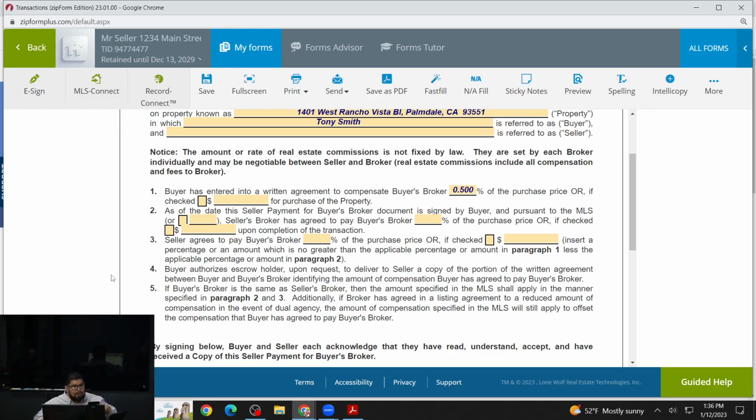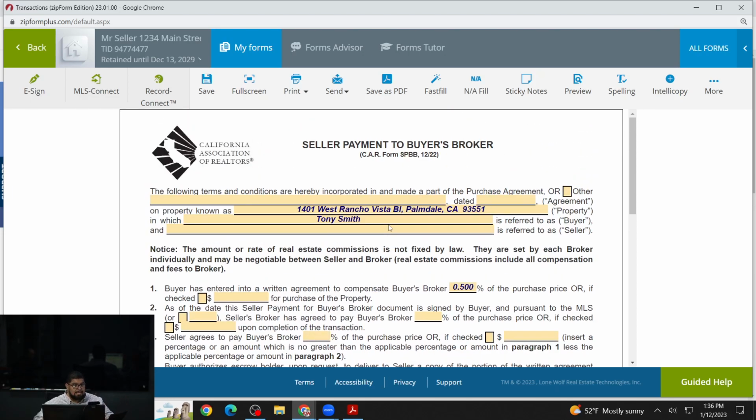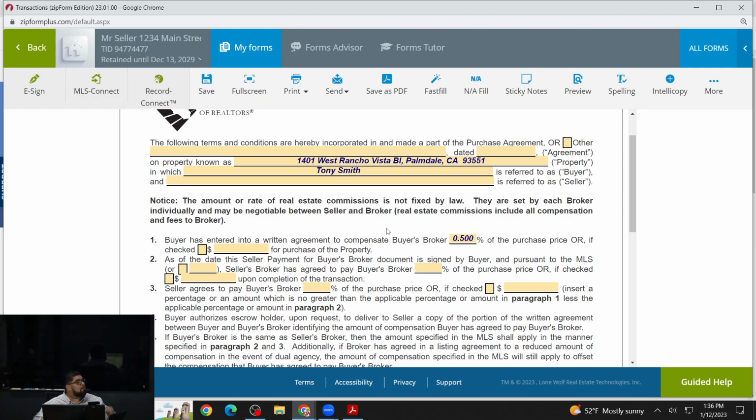Okay? Buyer authorizes escrow holder upon request to deliver to seller a copy of the portion of the written agreement between buyer and buyer's broker, identifying the amount of compensation buyer has agreed to pay buyer's broker. What does this mean? That you're agreeing that the seller is entitled to receive a copy of the agreement that you have with the buyer for the difference in that commission. Right? Because what if you're just making it up?